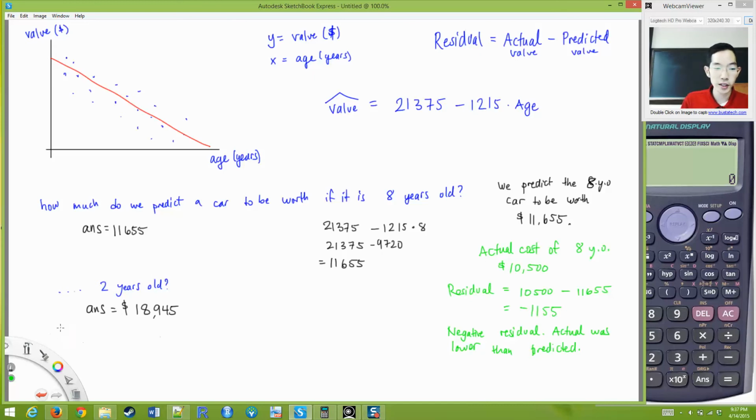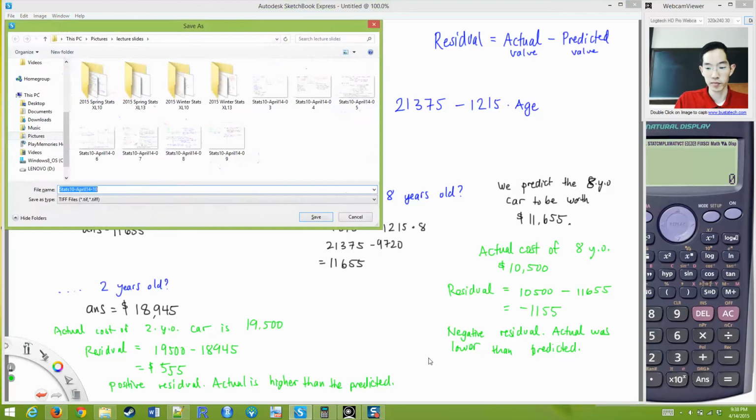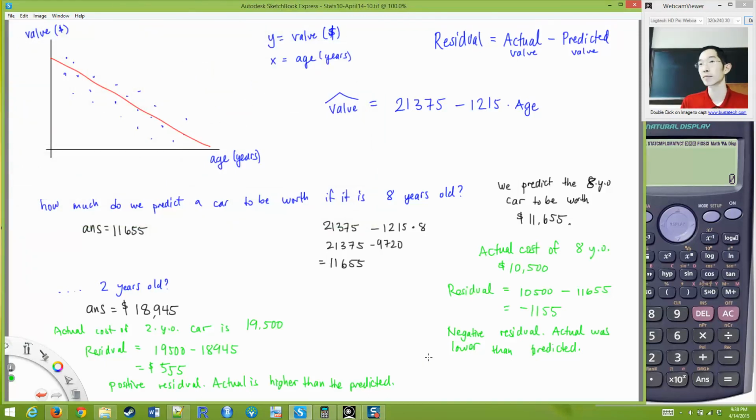Okay? Let's say the actual cost of a 2-year-old car was $19,500. What is the residual here? Residual would be $19,500 minus $18,945, and you get, you know what, $555, something like that. Okay, and here we have a positive residual. The actual is higher than the predicted. How's that? Yay? Yes. Great.